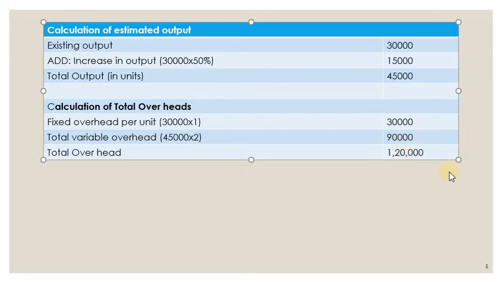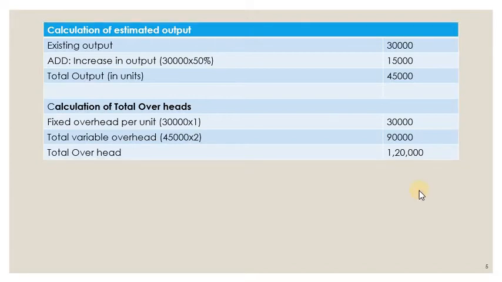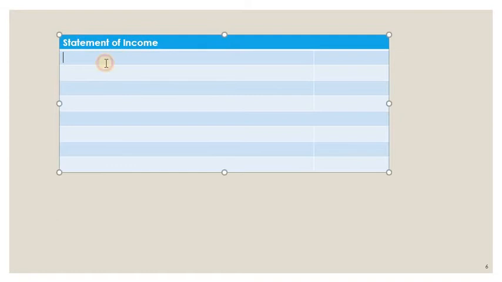Now let's prepare the statement of income in the next slide. Total sales is how much? Sales is 45,000 units into the selling price they have given, which is 12. So 45,000 into 12, total sales is 5,40,000. Then what we have to add is the variable cost, so variable overhead.